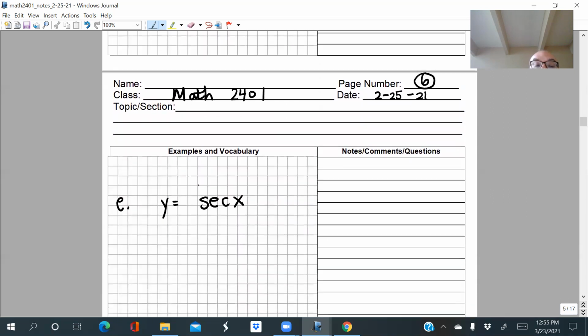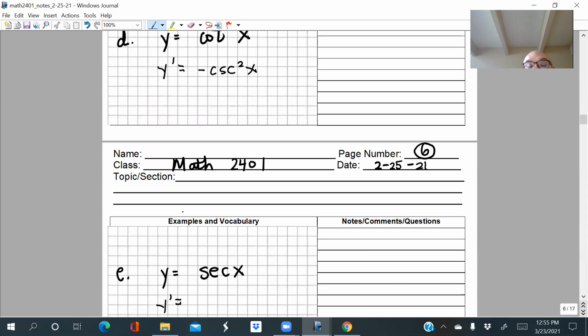For secant, yeah, do you have a question? Did I scroll too fast? Sorry, my bad. Okay, yeah, I got it. Thanks. So the derivative of cotangent is minus cosecant squared of x.